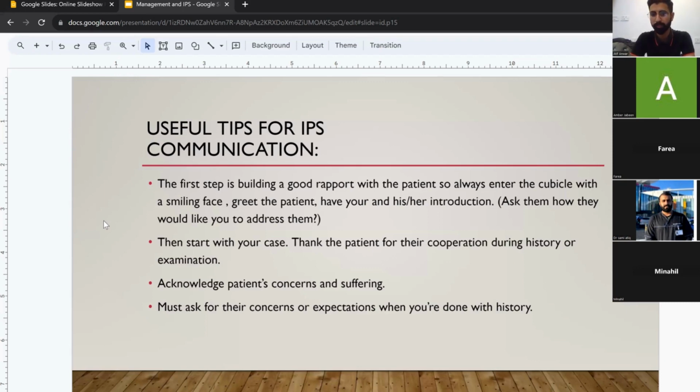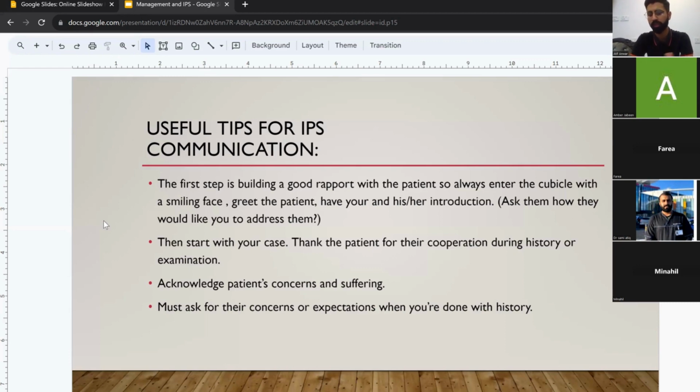This is a very important step because in the UK they take these things very seriously. You have to ask the patient how they would want you to call them, right? After that you will simply ask them, okay, so Mr. whatever name they tell you, you will take their name and ask what brings you to the hospital today, or how can I help you today. This will start your case.